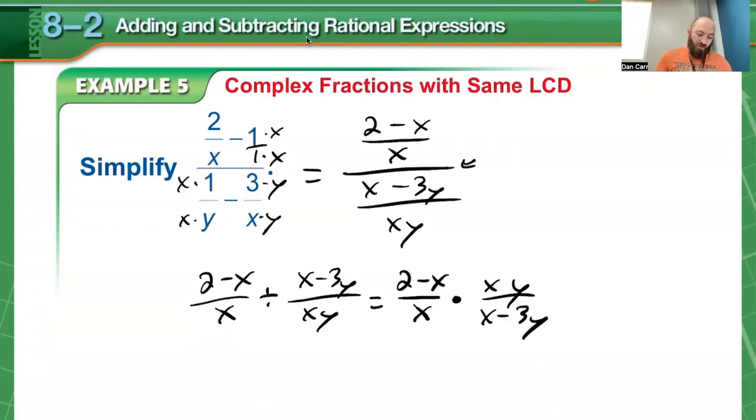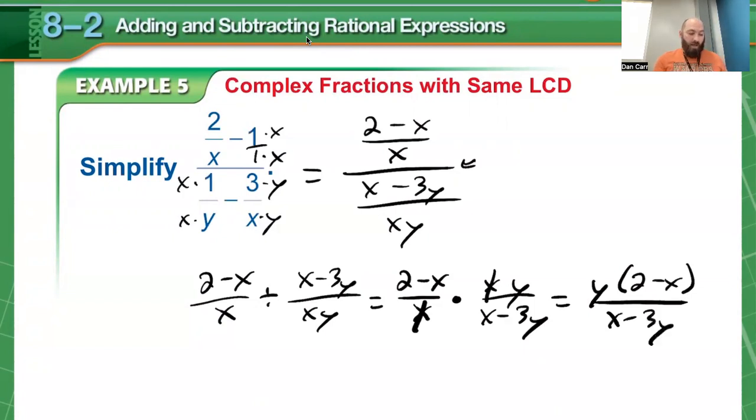Last thing I can do is cancel out any common factor. That's going to be x and x. And that's it. So that becomes y times 2 minus x over x minus 3y. And again, that's as simple as we can get with our common denominators and our complex fractions.